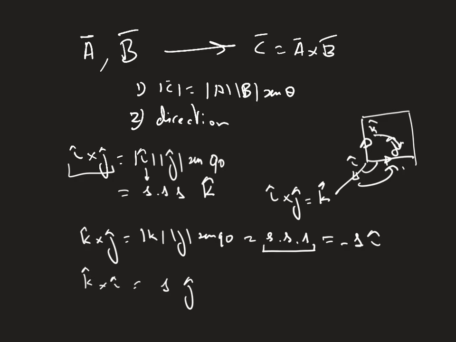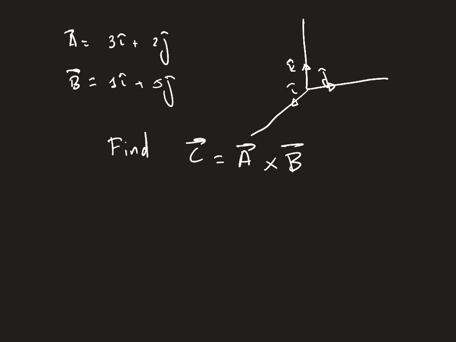That's all for... No, I need to give you one problem. Just a moment. This is the problem. The vector A is 3i plus 2j. You can draw this vector, 3i plus 2j. This is A, while B is 1i plus 5j. This is the vector, so I want you to find A cross B. So fine. Good luck.